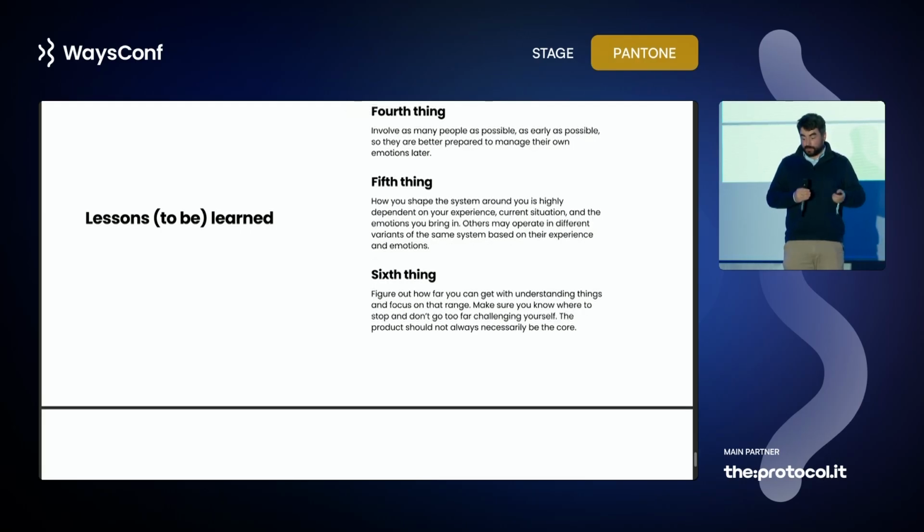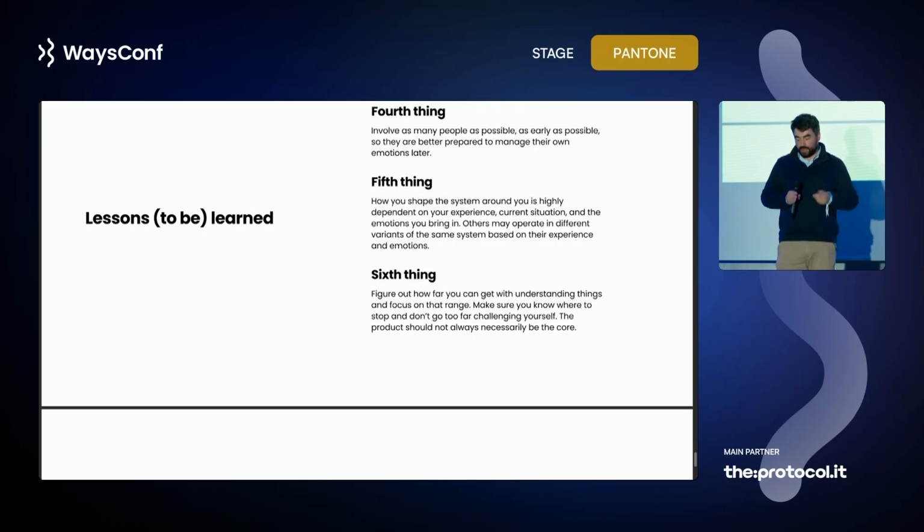Involve as many people as possible as early as possible. This is trivial, every designer knows that, so they are better prepared to manage their own emotions later. How you shape the system around you is highly dependent on your experience, current situation, and emotions you bring in. Others may have a different variant of the same system in their head. So what you see as the system is almost never the system that others see. Make sure that you're aware of this.